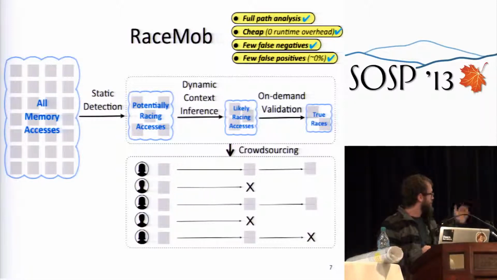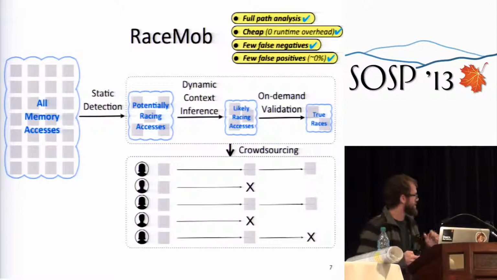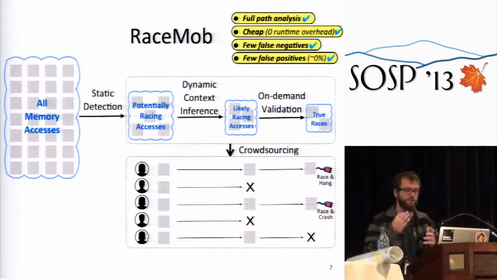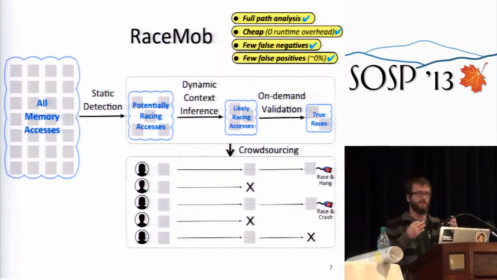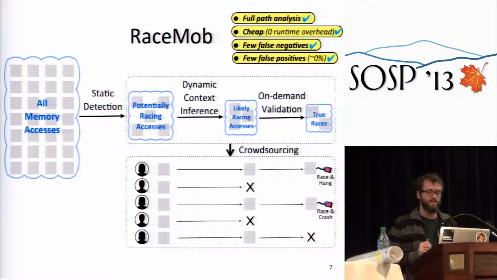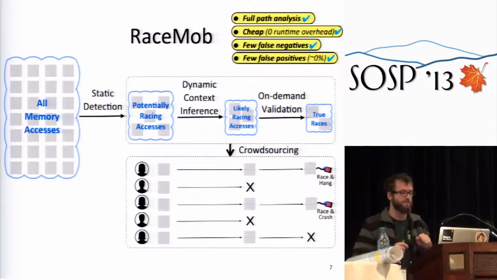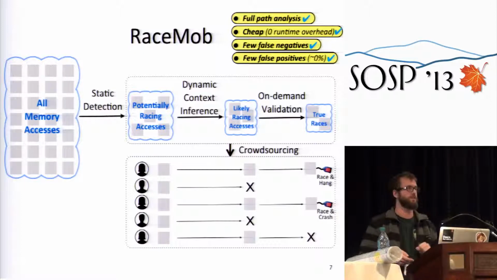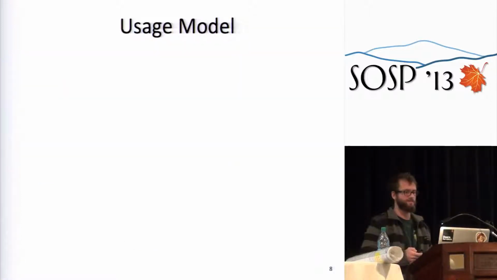For instance, in some cases, RaceMob can tag some of the races that are detected as causing a crash or a hang, and this will help the developers again prioritize their efforts. So essentially, RaceMob preserves full path analysis of static data race detection and the full path context of dynamic analysis at user sites. So how does RaceMob fit into today's software usage model that roughly looks like this?